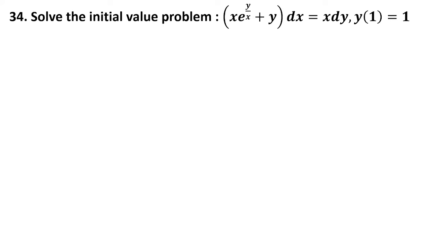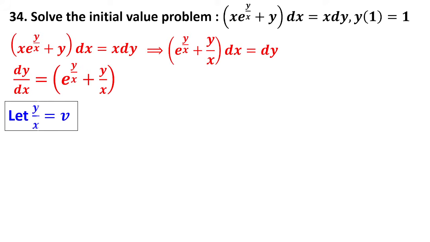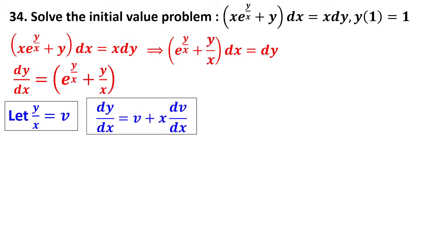Question number 34. Solving the initial value problem. Now, whenever you are seeing something power y by x, sin of y by x, cos of y by x, tan of y by x, take it for granted this problem will be from homogeneous. Therefore, this is a homogeneous equation. I am replacing y by x as v. I am replacing dy by dx as v plus x into dv by dx.